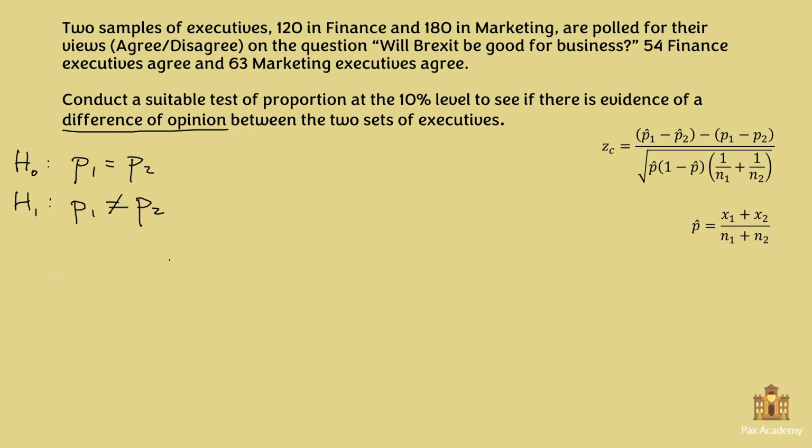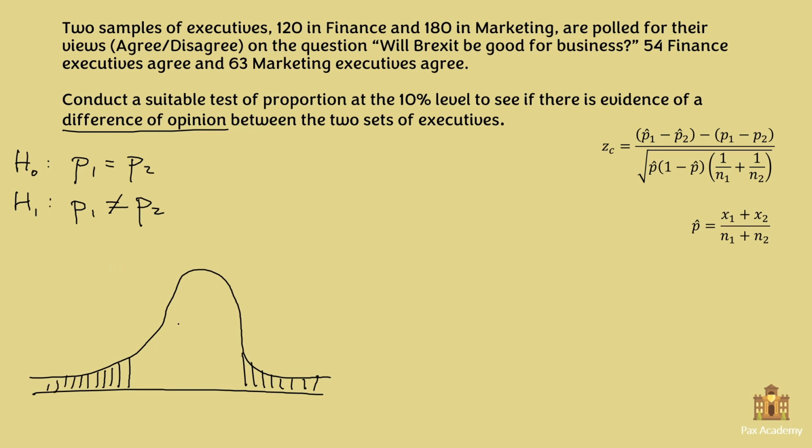Now, given this information, what do you think? Is this going to be a one-tailed test or a two-tailed test? Now, this is indeed going to be a two-tailed test. And the reason is because the alternative hypothesis says it's different. So it can either be higher or lower. We don't know. So there's two sides to this.